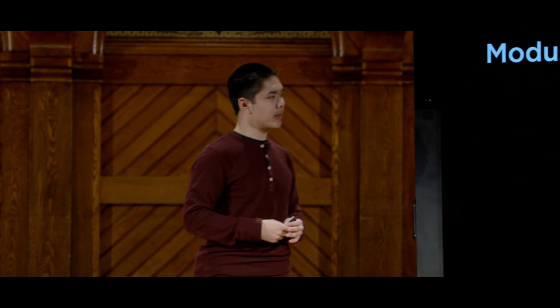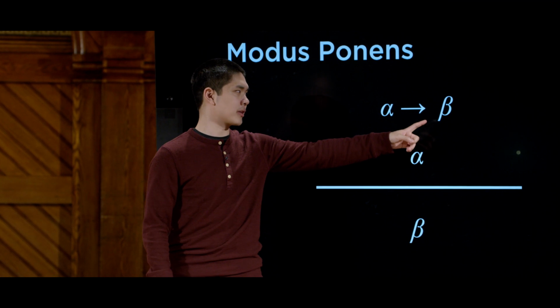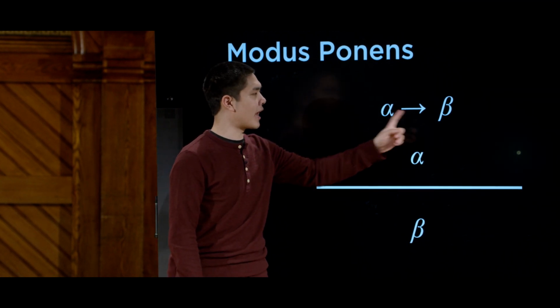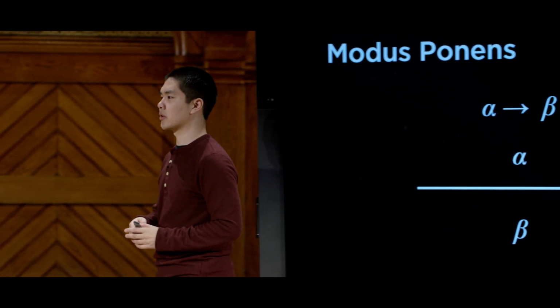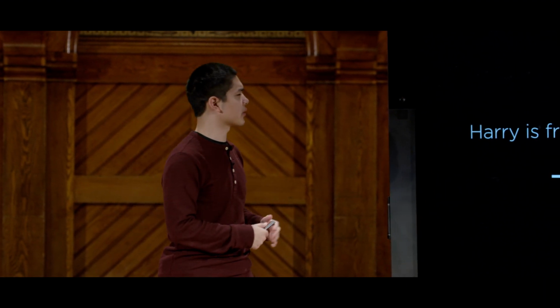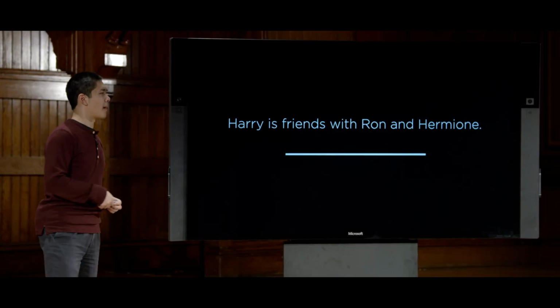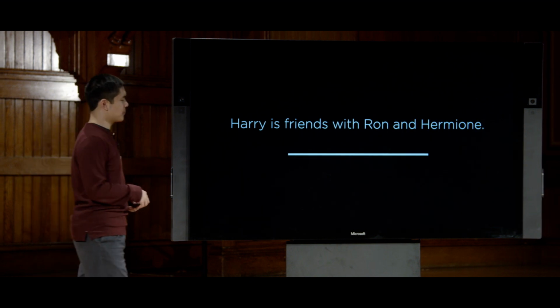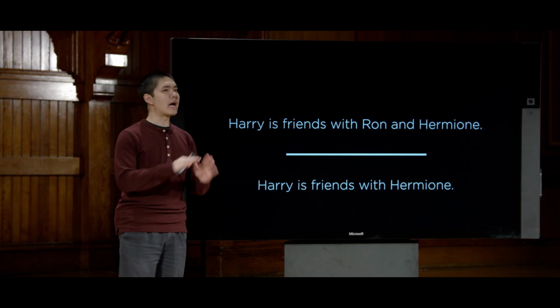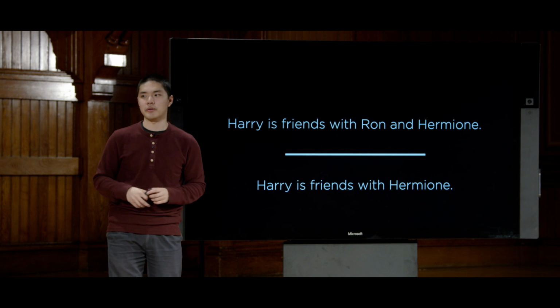So that's modus ponens, this application of implication, that if we know alpha and we know that alpha implies beta, then we can conclude beta. Let's take a look at another example. Fairly straightforward, something like Harry is friends with Ron and Hermione. Based on that information, we can reasonably conclude Harry is friends with Hermione. That must also be true.